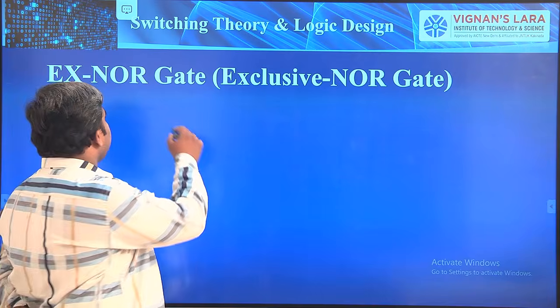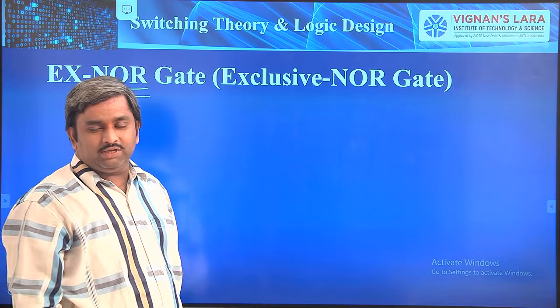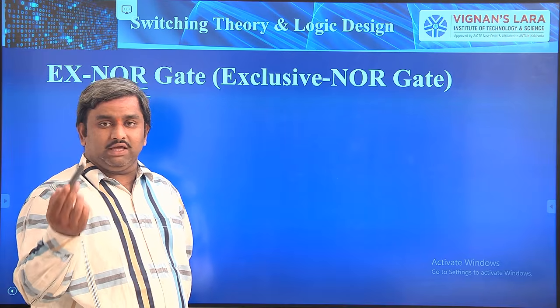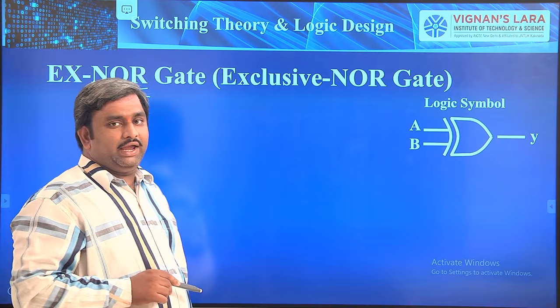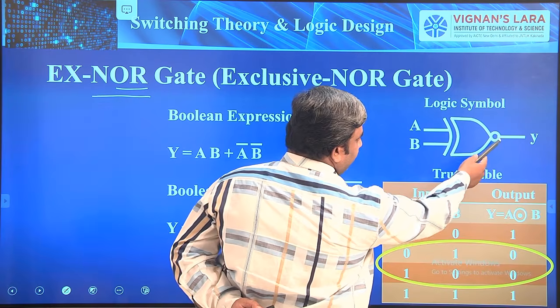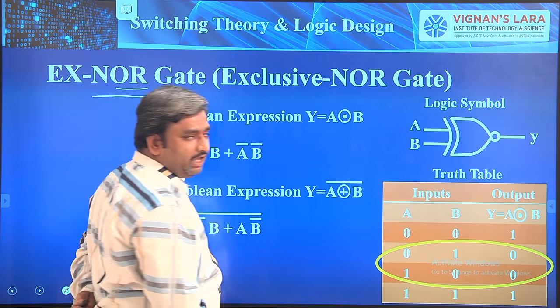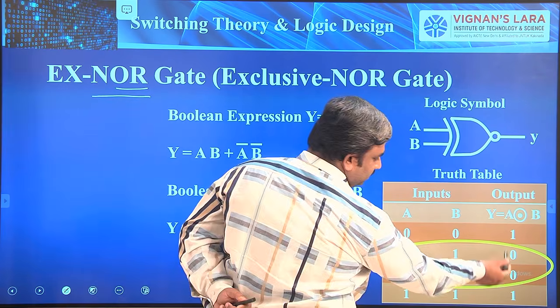XNOR, it is nothing but, in the place of OR, we have kept a NOR gate. It is very simple. XNOR is the reverse of the XOR gate. So see here, at the end of the XOR gate symbol, I have kept a NOT gate. I have represented a bubble. Now this is the reverse.